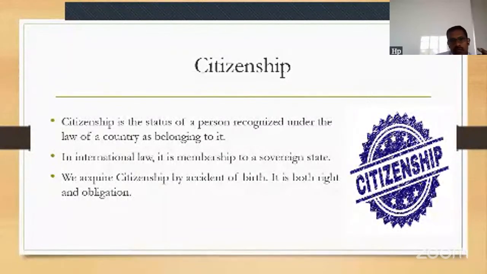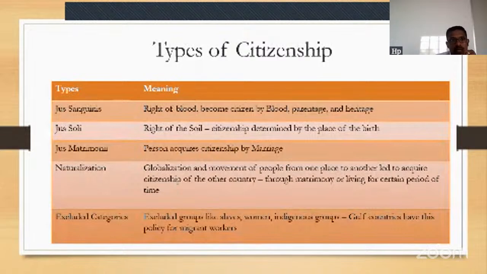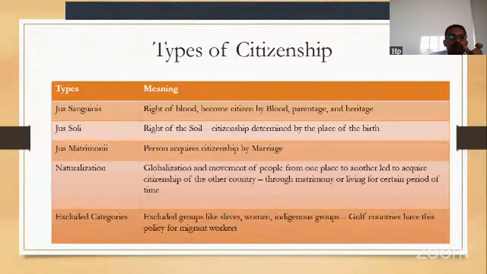And we look into the types of citizenship. It has five types. Jus sanguinis is the right of blood. It's a Latin term. People become citizens by blood, parentage, and heritage. We Indians follow it. Any country that follows only the right of blood is jus sanguinis solely.